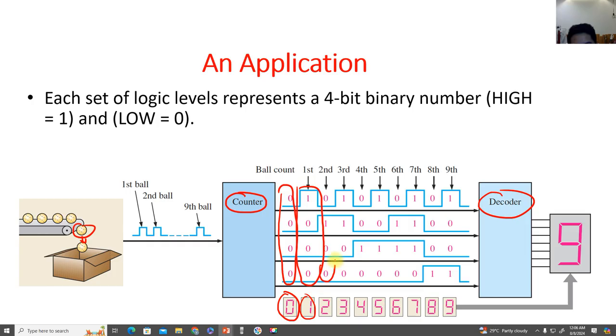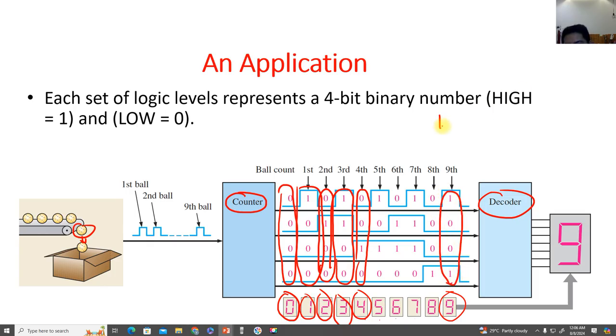Then we have 0, 0, 1, 0, which is equivalent to 2. Then 0, 0, 1, 1, equivalent to 3. 0, 1, 0, 0, equivalent to 4, and so on and so forth until it reaches the 9th, wherein the 9th is equivalent to 1, 0, 0, 1.